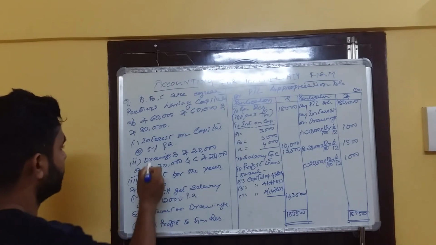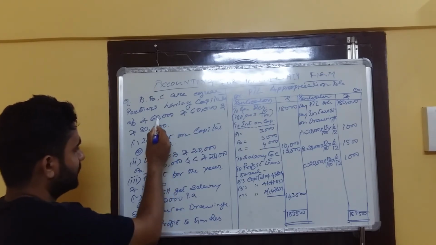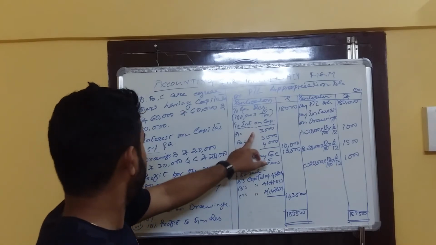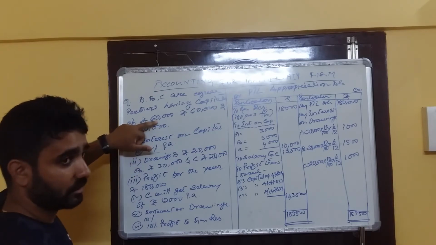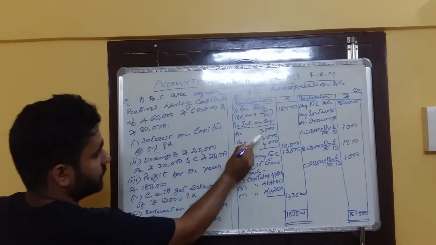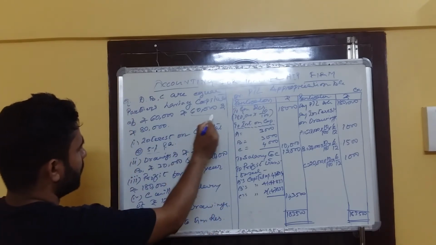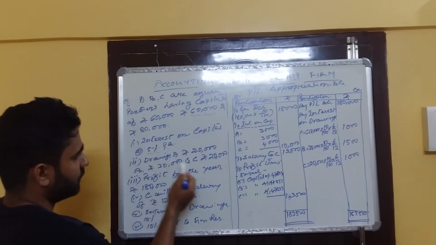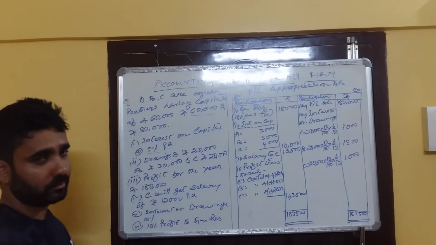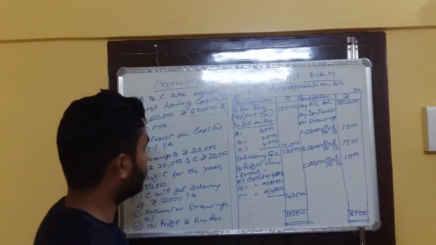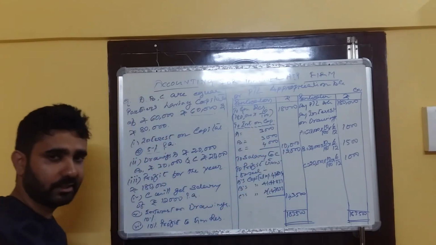5% interest is given on their capital. And what is the capital of A? 60,000. I have written directly, you try to write it by solving it. I calculated 5% of 60,000, which comes to 3,000. So I have written 3,000. Again B, the capital is 60,000. So 5% of 60,000 is 3,000. And C, the capital is rupees 80,000. So I calculated 80,000 into 5 by 100. 5% of 80,000 is 4,000. In total I have written 10,000. Hopefully it's clear to you.